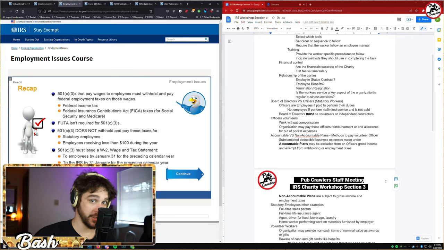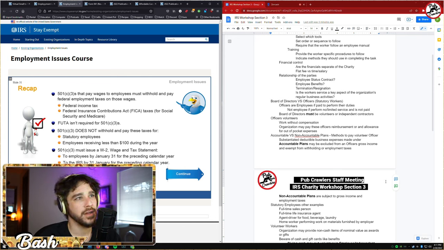The officers can be paid or not paid. That is the main thing, or if they're performing limited or no service. But so the board of directors cannot be an employee, but an officer can be an employee, and that would be a statutory worker or a statutory employee. Why would we not withhold or pay taxes for them? Is it because they're exempt? Why is that so confusing?